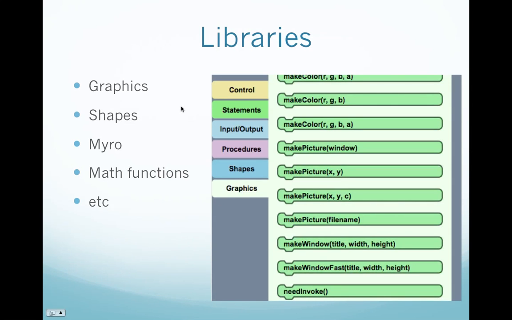And next, there are many libraries available in Calico Jigsaw. So you can do graphics, you can use shapes, Miro, you can do special math functions like absolute value and other complicated things. And there are many other libraries. So each library comes with its own panel. Panel is the word. And it will have all the blocks available in that library.